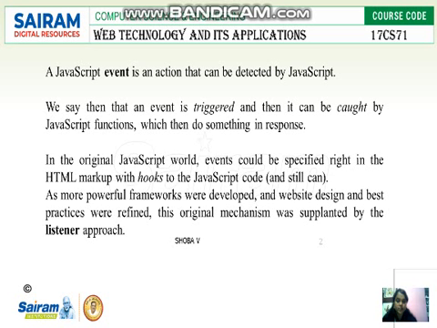HTML event attributes can call JavaScript code directly to execute once an event is detected. You can assign your own event handler, and these events can be prevented. We can say that this event is triggered and it can be called by JavaScript functions. In original JavaScript we can specify JavaScript code right in the HTML markup.